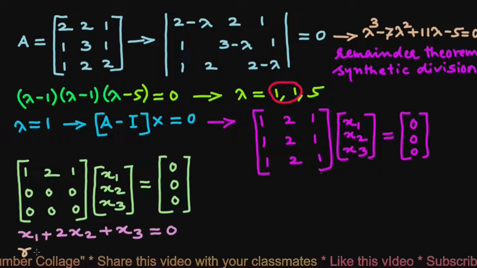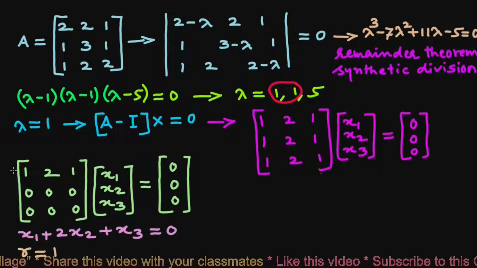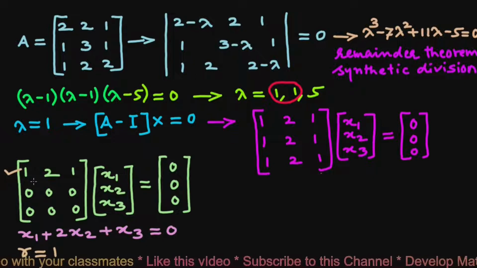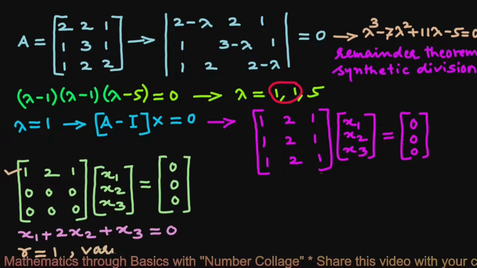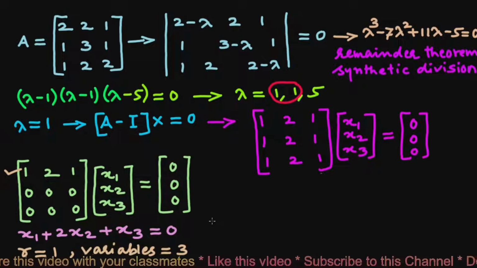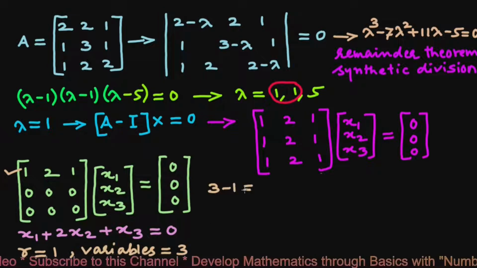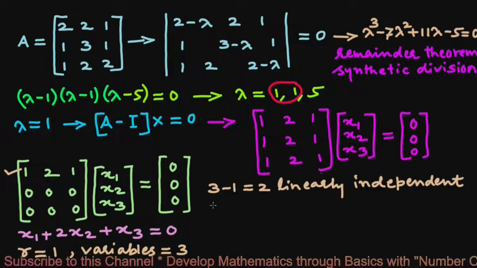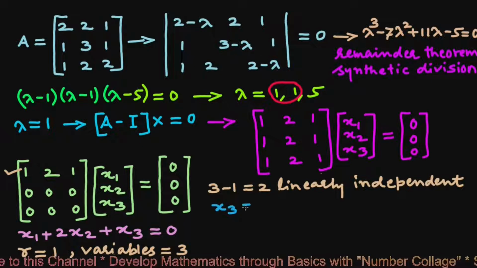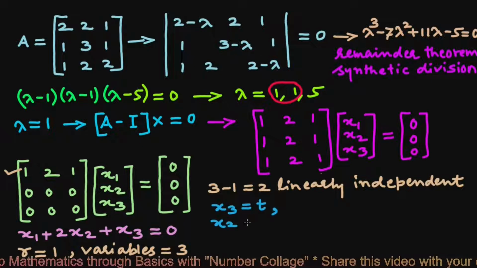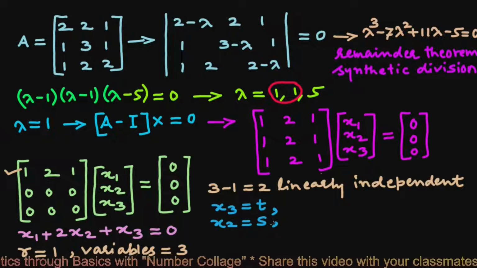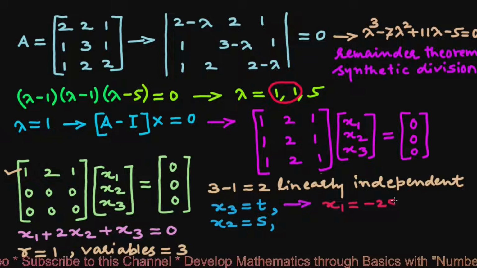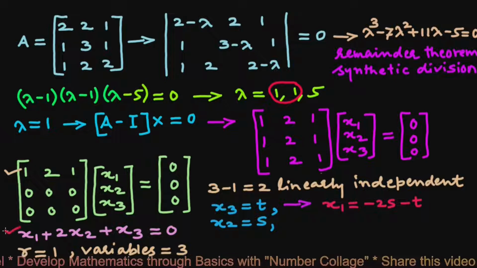Here the rank of the matrix is 1 because there is only one non-zero row in the coefficient matrix and there are 3 variables. Hence there will be 3 minus 1, that is 2 linearly independent solutions. Let us put x3 equals parameter t and x2 equals parameter s. That gives us x1 equals minus 2s minus t from this equation.